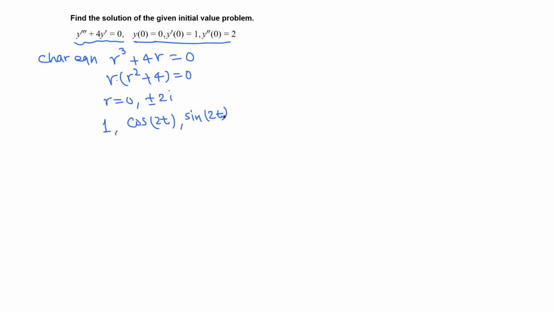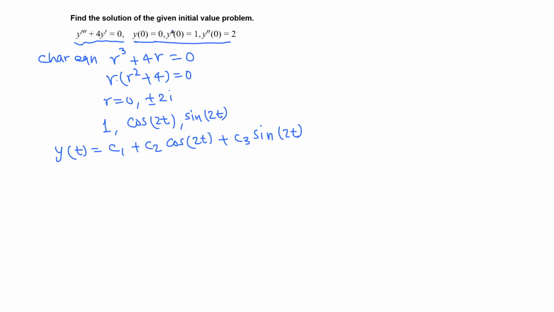So there are 3 solutions, because it's third order, and the solution y is their linear combination. So c1 times 1 plus c2 times cosine 2t plus c3 times sine 2t. Now, using the initial conditions, we want to determine c1, c2 and c3. Look at the second and third initial conditions.